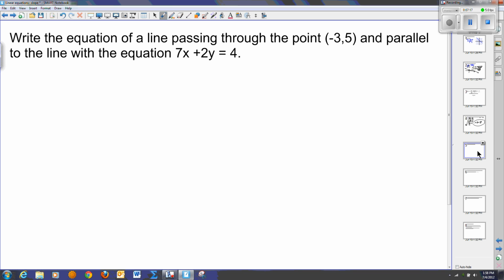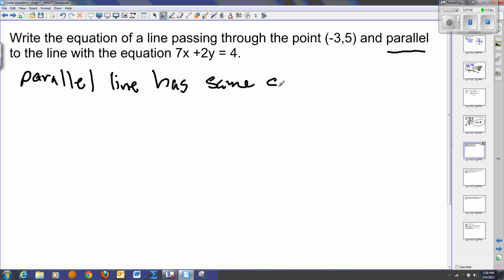Moving to the next level, we want to write the equation of a line passing through the point negative 3, 5, and is also parallel to a line with the equation of 7x plus 2y is equal to 4. So we've got to talk a little bit about parallel lines. From Algebra 1, we know parallel lines have the same slope. So if that's true, we're going to need to find the slope of this equation first.